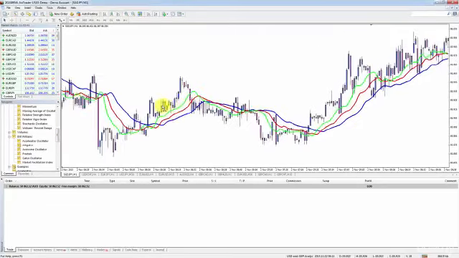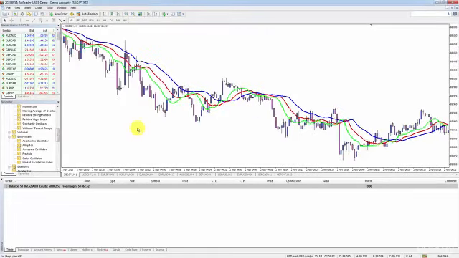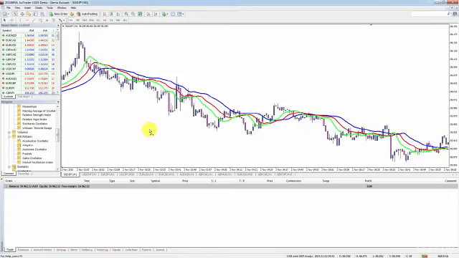So there we go. That's a small story, a small fairy tale about the alligator and how it came to be back in the 1980s or 1990s. And in the next tutorial, we will talk about the fractals indicator.